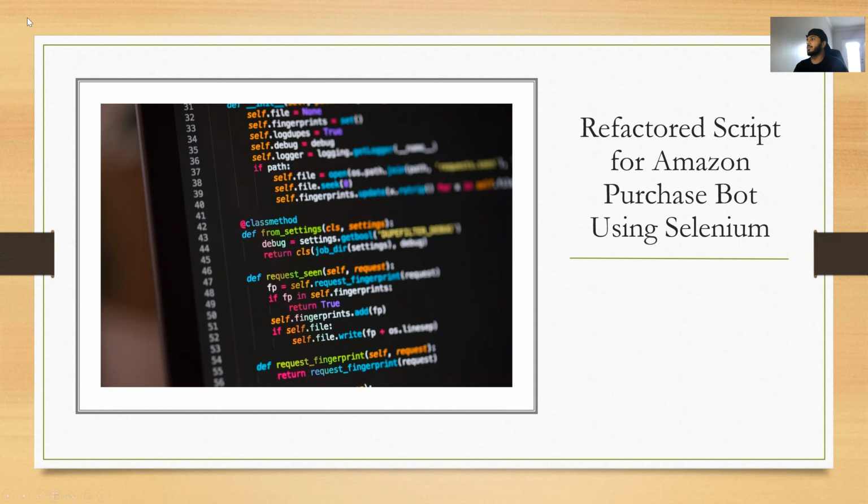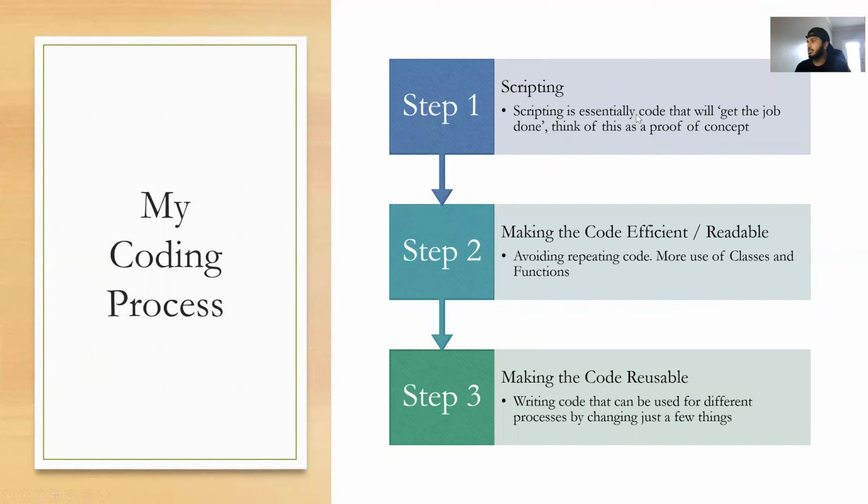This is the refactored script for Amazon Purchase Bot using Selenium. So in the last section, what we did was we basically wrote a script that purchased a certain product. Now this script was like a proof of concept. It was written to like get the job done.